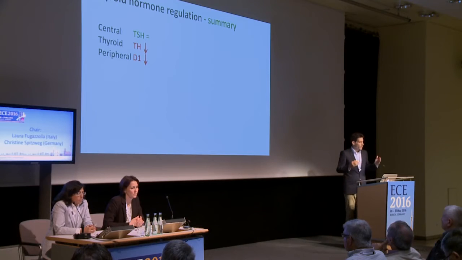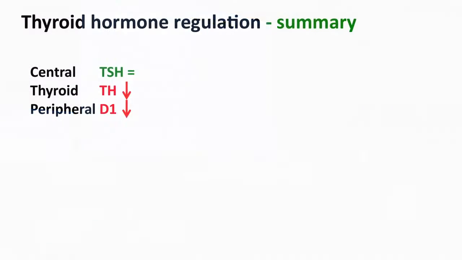So if we summarize these studies so far, it shows that in the context of reduced T3 and T4 concentrations in the aging animal, TSH levels appear to be unchanged. The thyroid gland appears to secrete less thyroid hormone into the circulation, and at the level of the end organs, at least in the liver, the type 1 deiodinase activity is reduced.